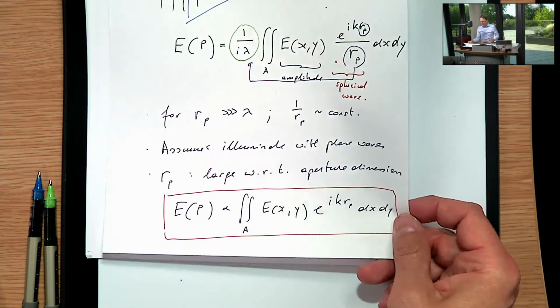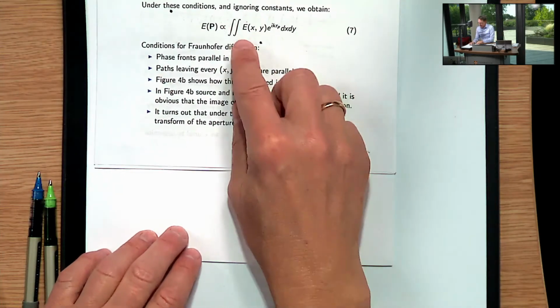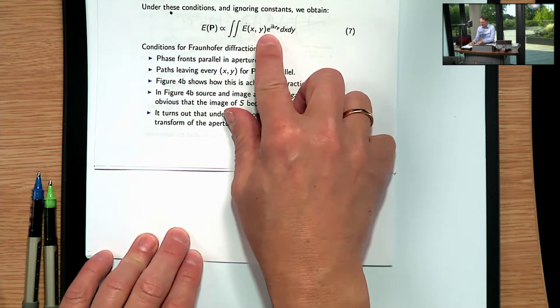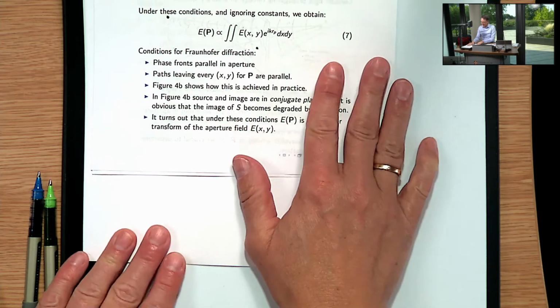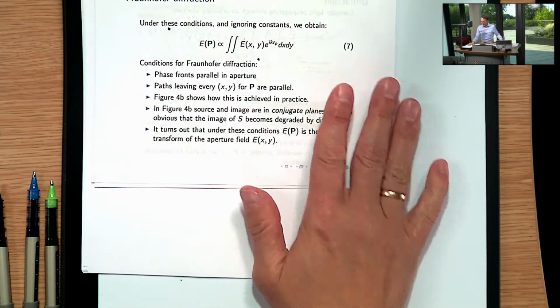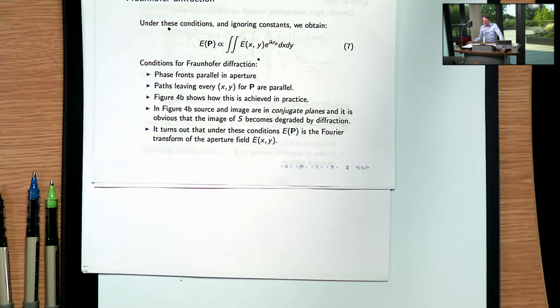Okay, so the next thing I want to discuss is, so we've got this equation here again. E of p is proportional to the integral of E of x, y, e to the i k r_p dx dy. So the conditions we've just said, r_p very large compared to the aperture dimension, plane wave arriving at the aperture, these conditions are called Fraunhofer diffraction conditions.